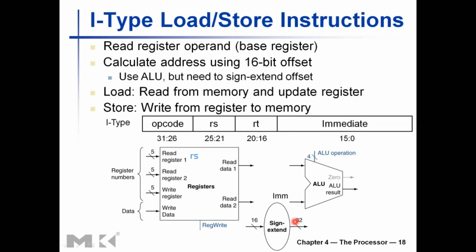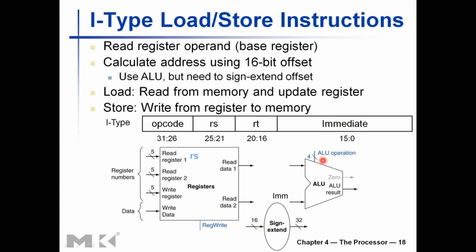So you need to perform the sign extension because these are signed numbers to go up or down relative to the base address. This is a signed number, and you need to perform sign extension before providing it to the ALU. And the ALU result is a memory address, the location in the data memory that you want to access.